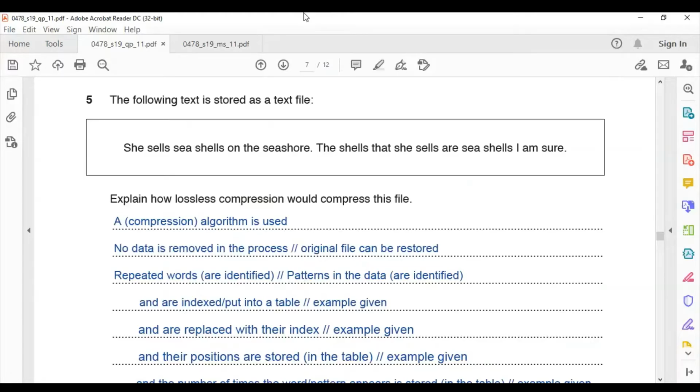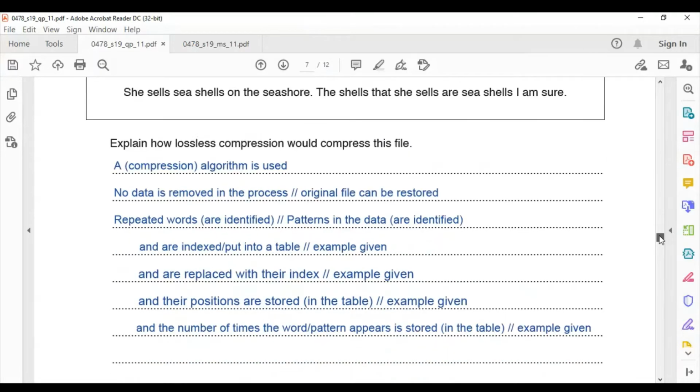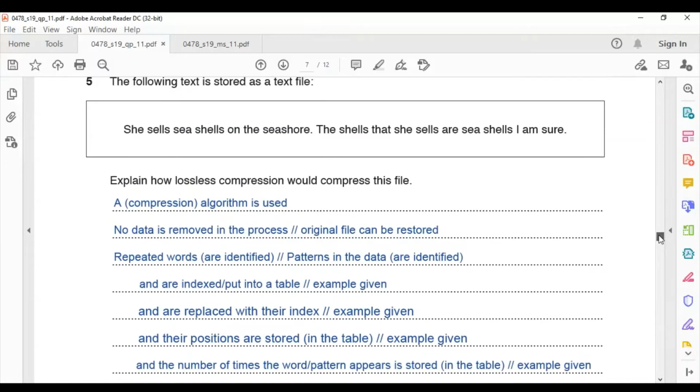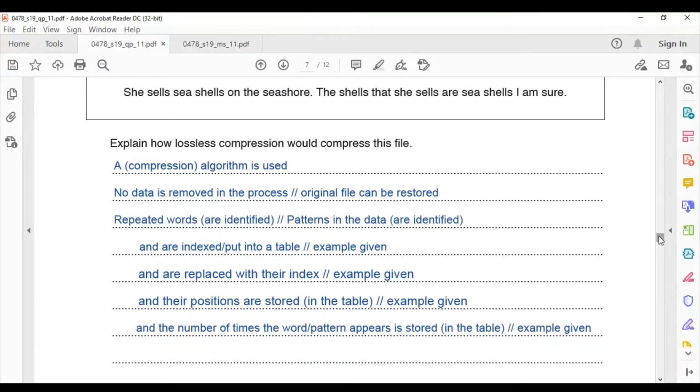Question 5. The following text is stored as a text file. So we have to explain how lossless compression would compress this file. This question is for 5 marks, so we need to write 5 points to get all those marks.